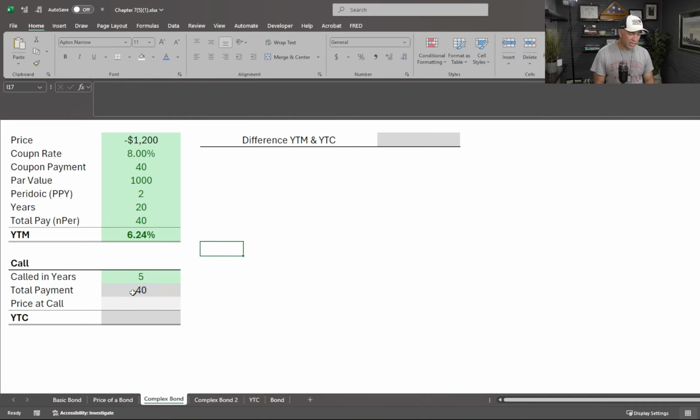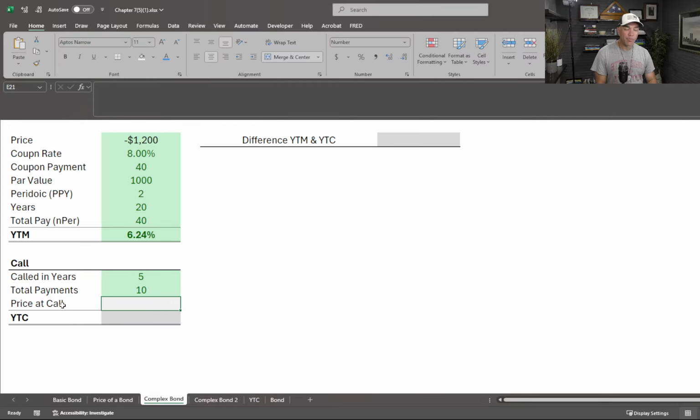Let's do the formatting. Okay, what it's saying is total number of payments. What does that mean? That is, if they call it, what is our total number of payments? I didn't have to put PMT there because we already have PMT. So what I mean by that, total number of payments is if they call it within 5 years and you do 2 payments per year, that's going to be 10.